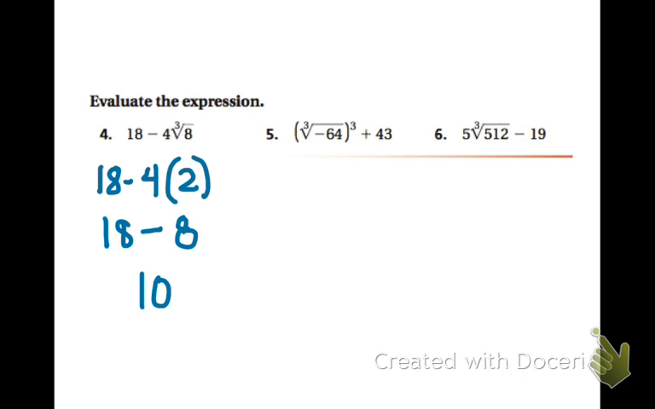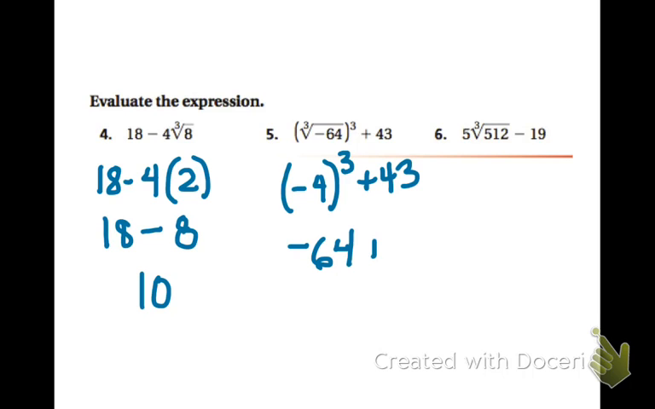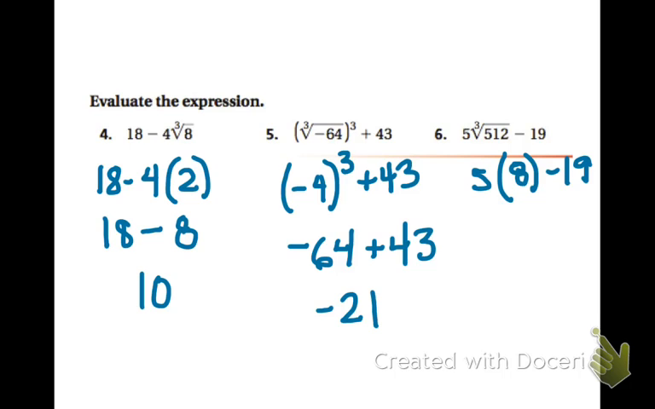Taking the cube root of -64 and then cubing that value, it's like taking -4 and cubing it. This is kind of an unnecessary step because we know the value will be -64. When you take -64 plus 43, you get -21. In this next one, 5 times the cube root of 512, which is 8, minus 19. You multiply first and then subtract, and your answer would be 21.